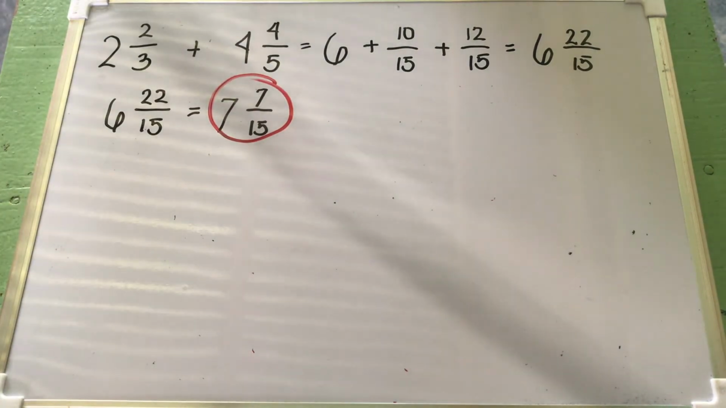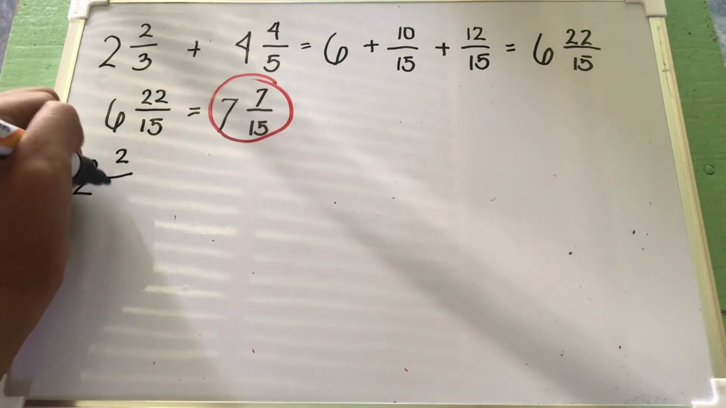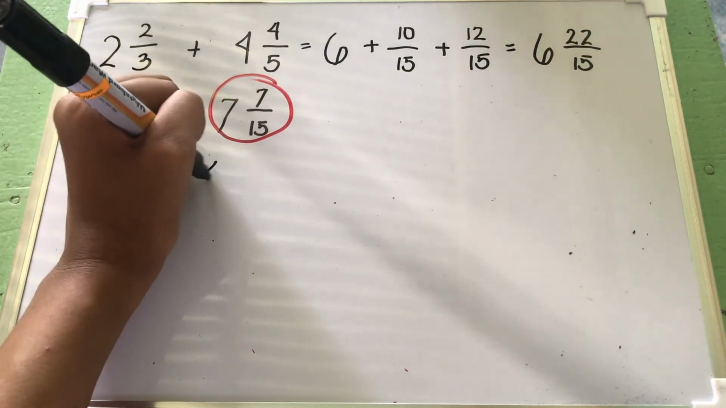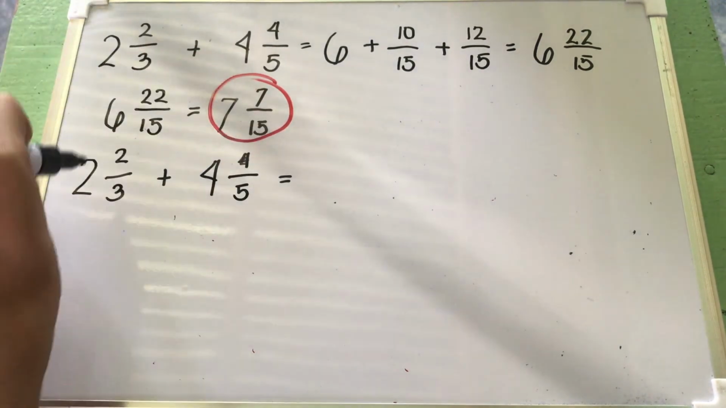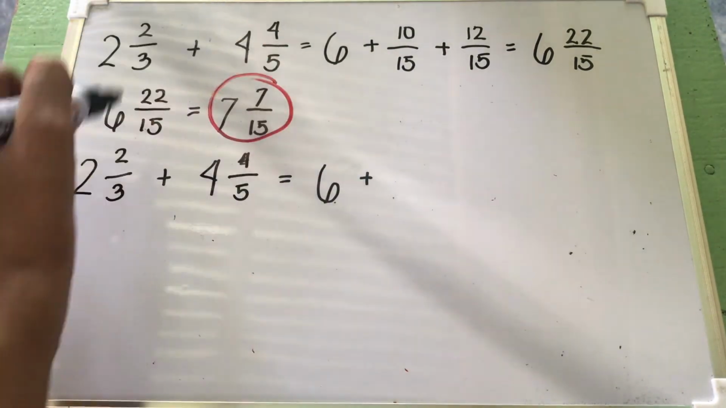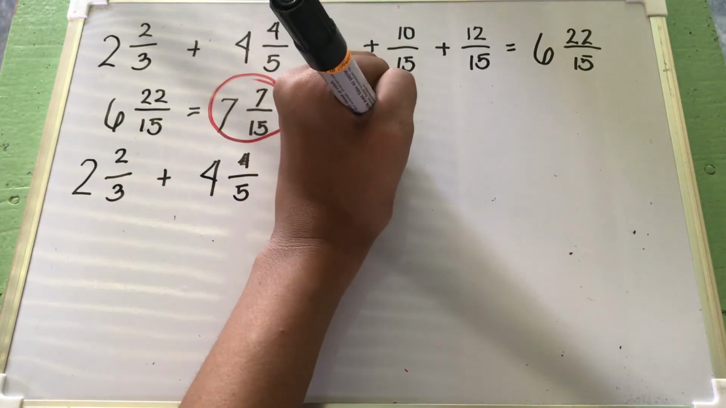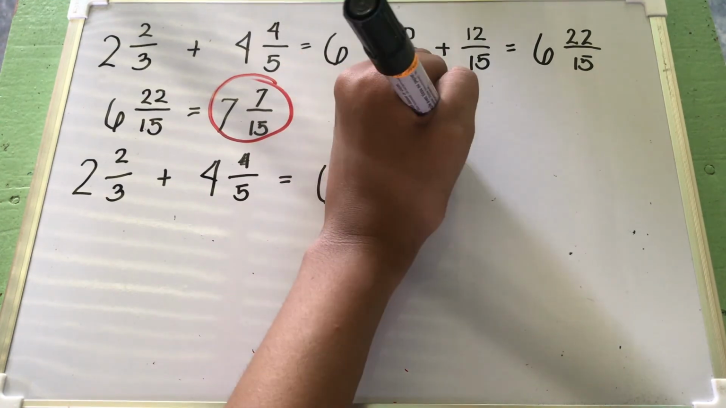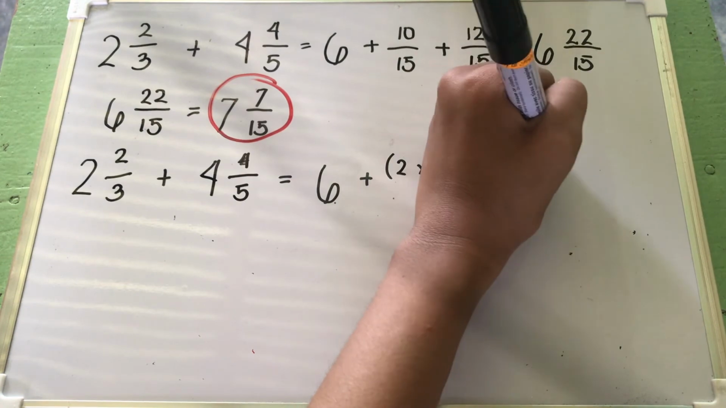Now, we will solve this using the second way, second solution. So, let us compare. So, we have 2 and 2/3 plus 4 and 4/5. Now, let's add again. Add together the whole number. So, it's 6. And then cross multiplication. So, we have 2 times 5 plus 3 times 4.